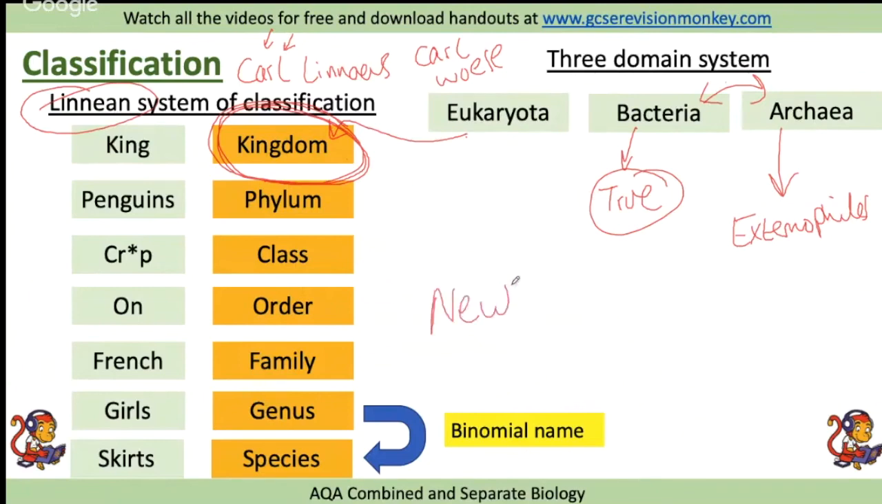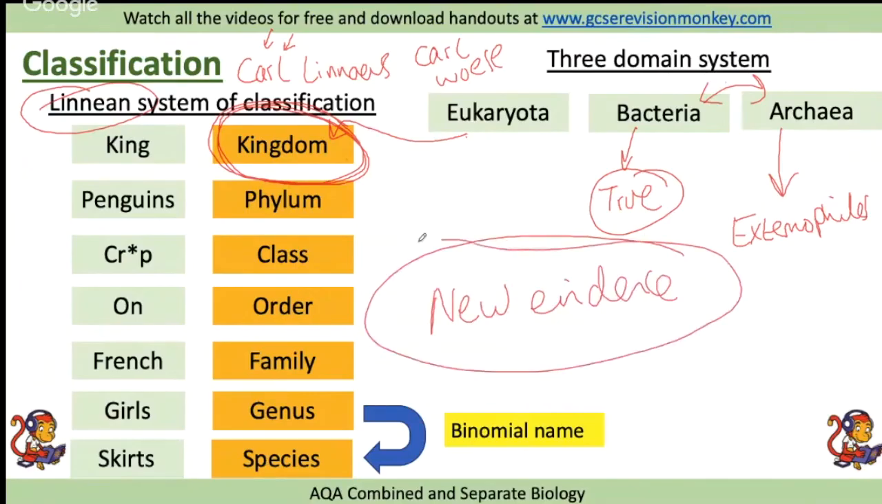And it's all to do with new evidence coming to light. Okay, so if they ask you about why the system's changed, talk about new evidence. So the advances in microscopes and things like that let us look at the subcellular parts of animals and allowed us to compare whether they had nuclei, whether they had ribosomes and mitochondria and things like that, which then allowed us to separate them into other groups. And it may well change in the future.